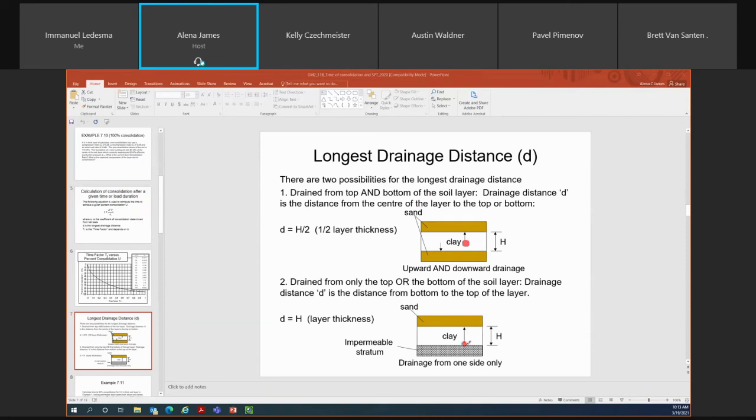So if we look at this example here, we have a molecule of water at the base of the clay layer. Well, it's not going to drain down into this impermeable layer. It's going to drain in an upwards direction towards this sand layer. And so in a scenario such as this, the longest travel path for that molecule of water is the actual thickness of that clay layer. So D is represented by H, which is the total thickness of your clay layer.